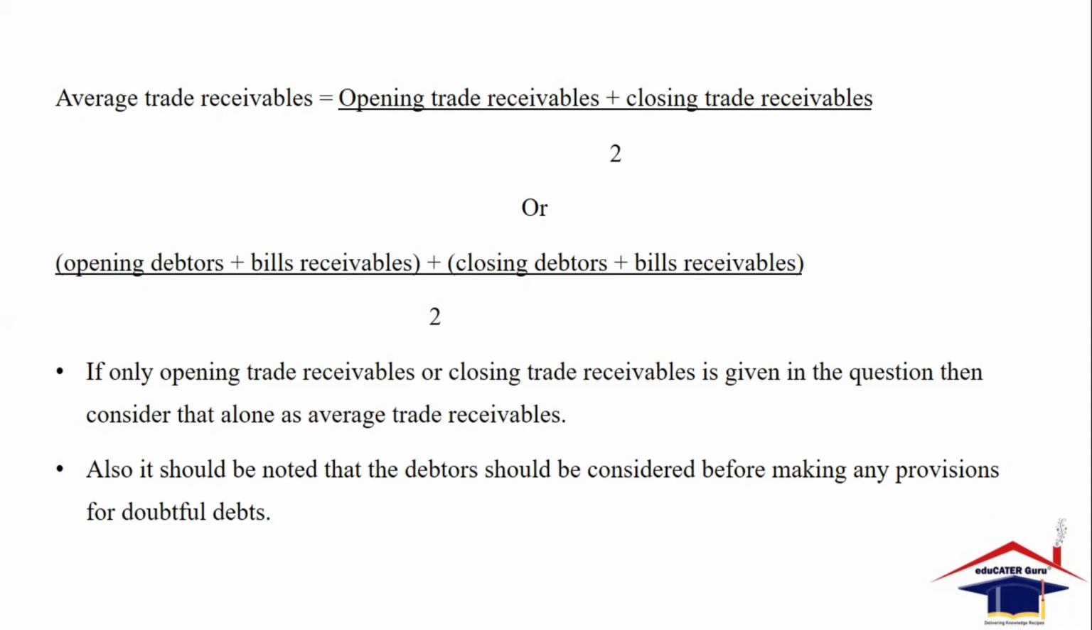And also it should be noted in your mind that debtors should be considered before making any provision for doubtful debts. So the debtors should not include any provisions for doubtful debts while calculating this ratio. Hope that is clear to you, everyone.